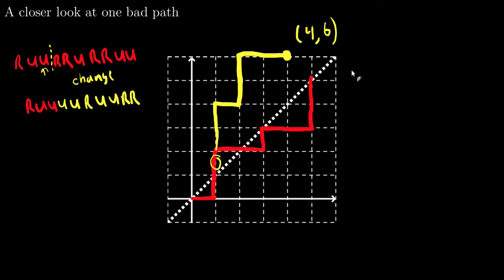There are now, so in this case, there are now only 4 R's and 6 U's. Well, let's see, is that a coincidence if I follow the same process?